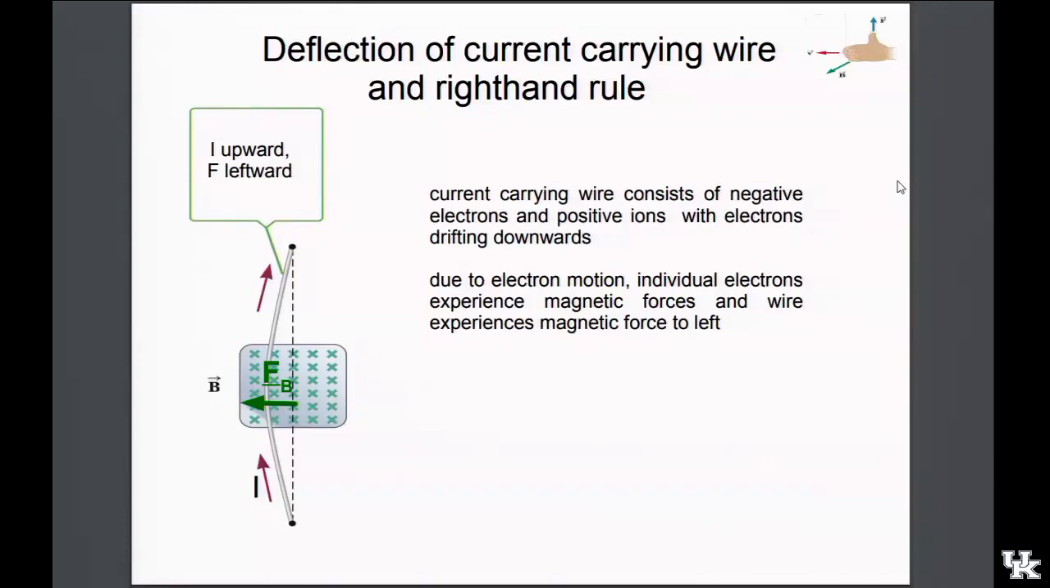So the individual electrons experience a magnetic force, but also the current, which is up, experiences a magnetic force. It just represents a collection and assembly of moving charges. And so the current will experience a magnetic force that's given by F equals ILB sine theta. The direction of the force, we could find one of two ways. We could think about an individual electron and the direction of the force on it, or we could think about the direction of the force by thinking about the current.